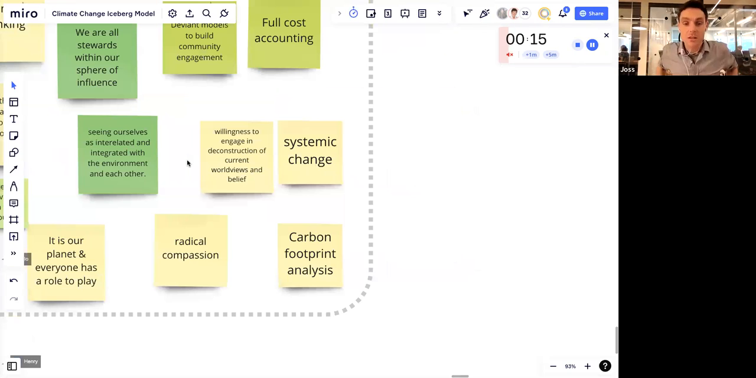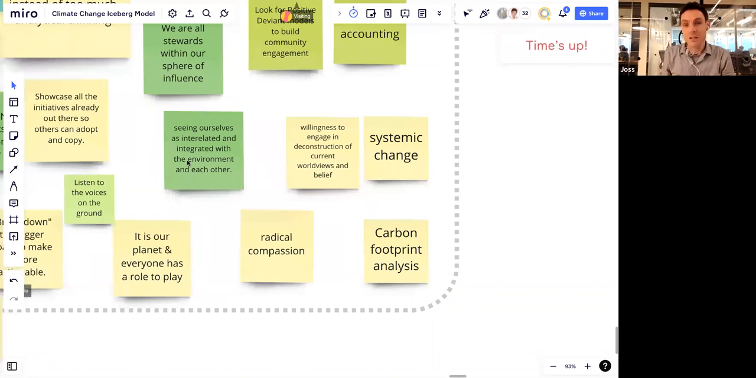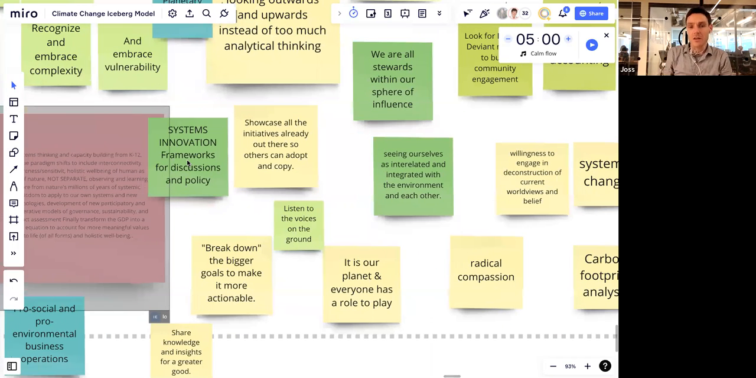So carbon footprint analysis, systemic change, willingness to engage in deconstruction of current worldviews and beliefs, yeah. Yep. Radical compassion, seeing ourselves as interrelated and integrated with the environment and each other. Yep, seeing ourselves as part of these broader systems and the influence we have on them and they have on us. Listening to the voices on the ground. It's our planet and everyone has a role to play. Break down the bigger goal to make it more actionable.